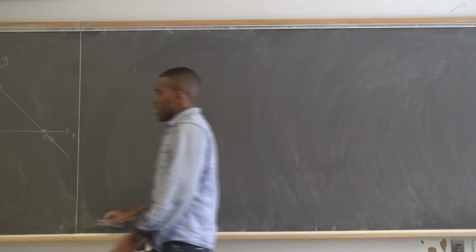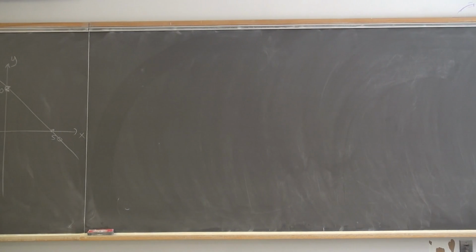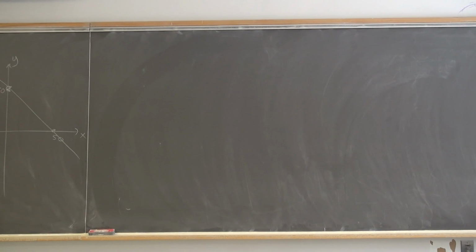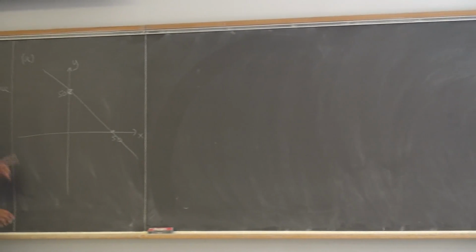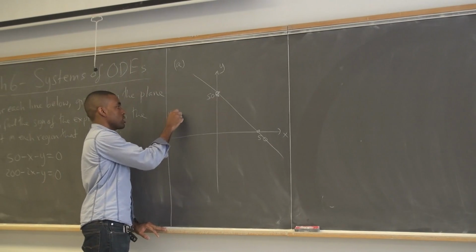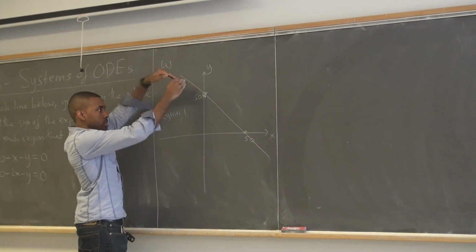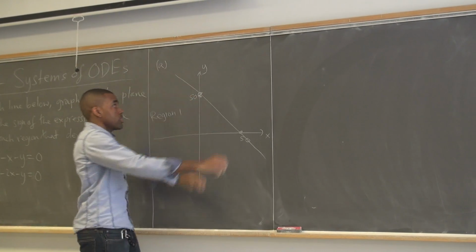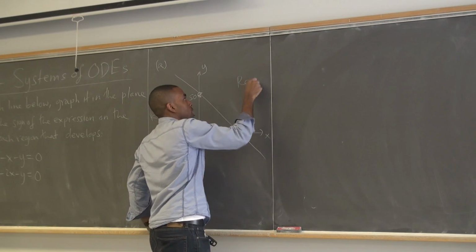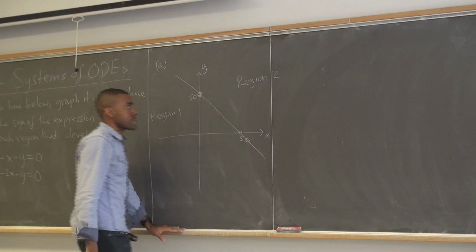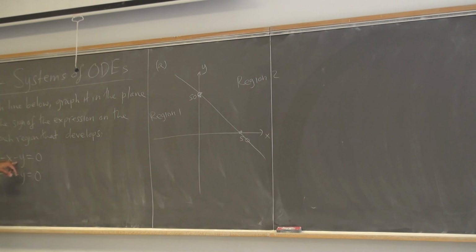Okay. Now the question says, what is the sign of the expression? Now you notice that there are 2 regions. There's region 1, on this side of the line. It cuts the entire plane into 2 parts. There's region 2 on this side of the line. What is the sign of this expression in each region? How would I figure that out?